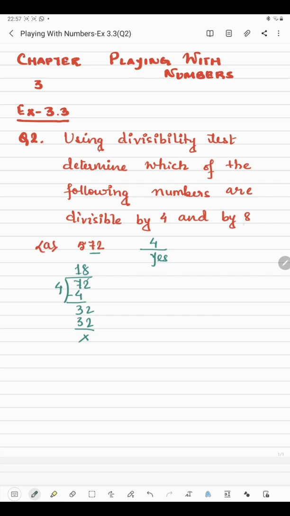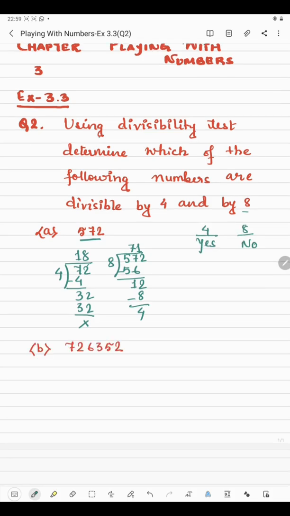Now according to the divisibility rule by 8, if the last 3 digits are divisible by 8, then the given number will be divisible by 8. Here the number has only 3 digits, so we will divide 572 by 8. Now 8 7s are 56, so 7 minus 6 is 1, so 8 ones are 8. So we have got 4 as remainder. So we can say that 572 cannot be divisible by 8, so we'll write no.